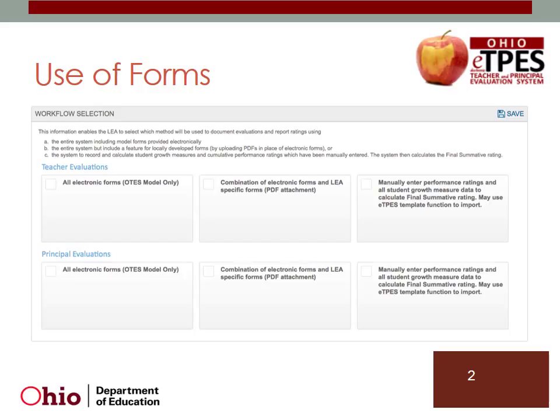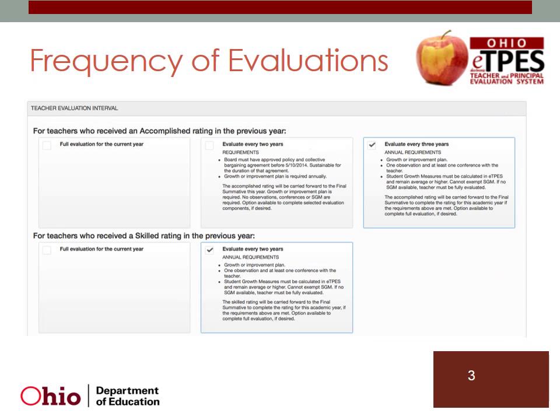A third option would be where a district would manually enter performance ratings, even though they would be using the same processes for OTES and OPES. And then the district would also enter all student growth measure data in order to calculate a final summative rating. The district may use a template to import this information. For more information regarding which forms are required under each option, please see the Help screen in eTPES.